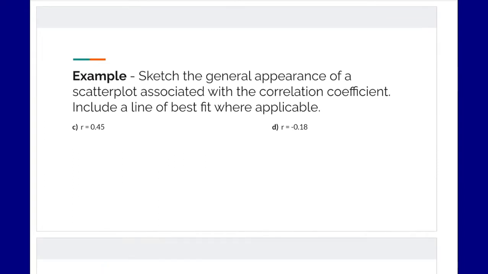If we had a correlation coefficient of 0.45, this changes a little bit because now we're not as strong. We don't have a strong relationship here. We have a moderate relationship, so that means we should see a pattern. We should see a little bit of a trend, but it's not going to be as tight and compact as what we've seen before.